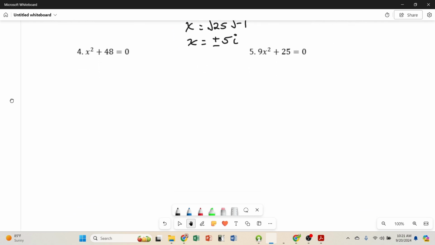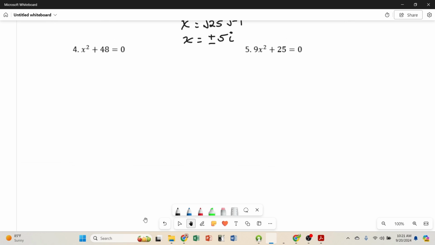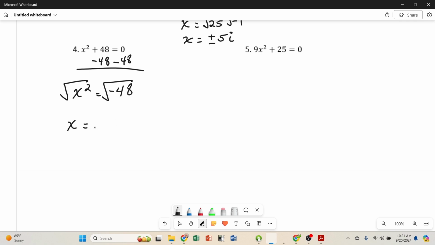Now, sometimes we may end up with a mixed type of number such as this. So I'm going to get x squared by itself. I subtract 48 from each side, and I end up with x squared equals negative 48. So now I'm going to take the square root of each side. Well, 48 is not a perfect square, so what are the perfect squares that go in? I know 16 goes into 48. I can use my calculator to divide that in. And it's the square root of 16 times the square root of 3 times the square root of negative 1.